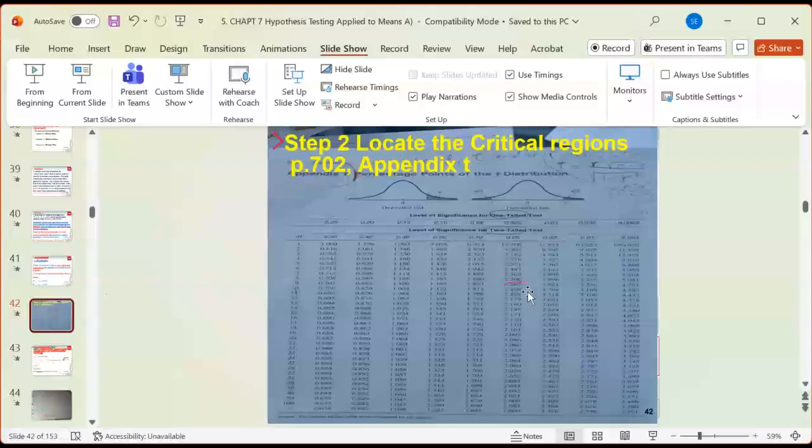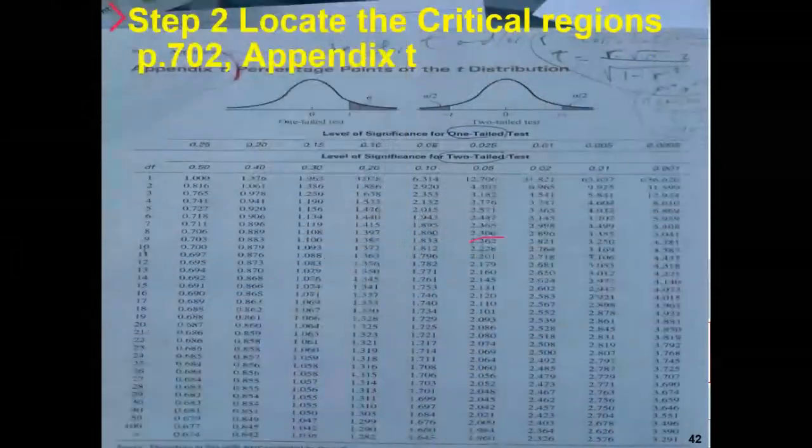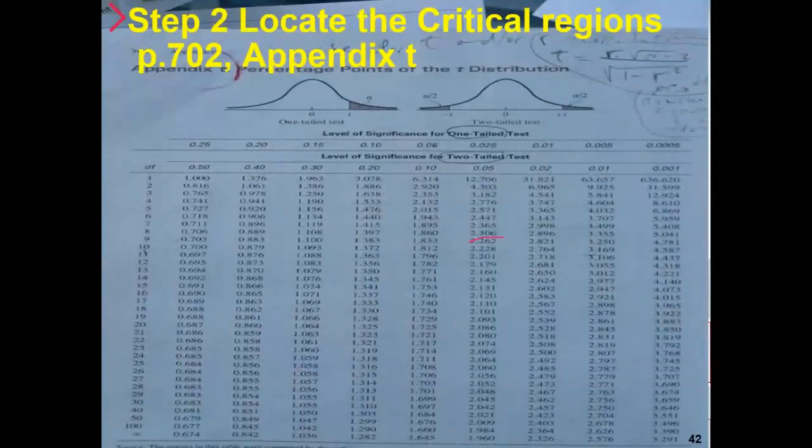And you go down. Let me make this large. All right. So you see two rows. The first row is for one tail. The second row is for two tail. I circled them. And you can tell by those highlighted tails.